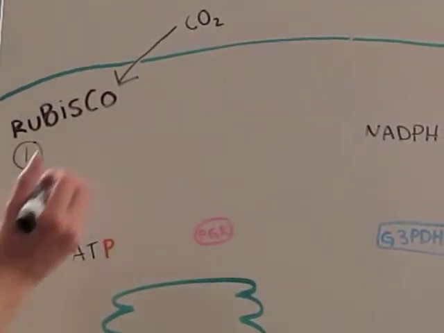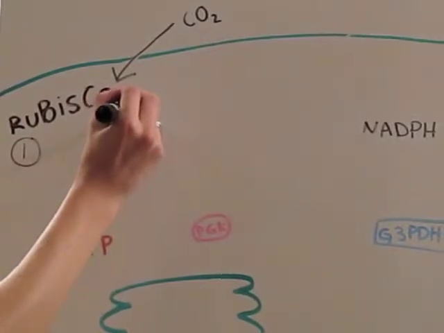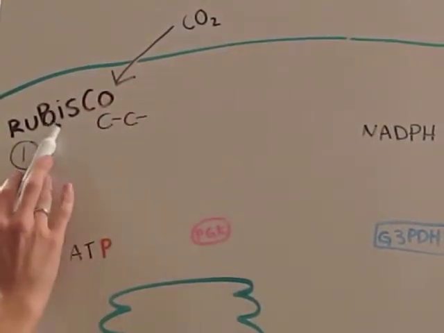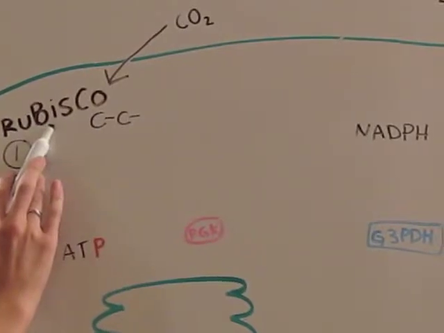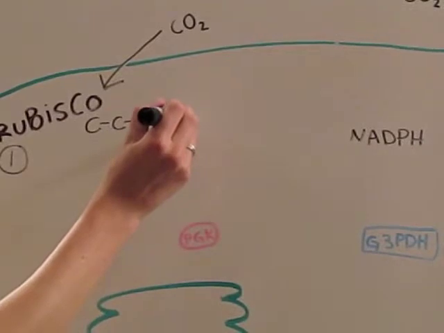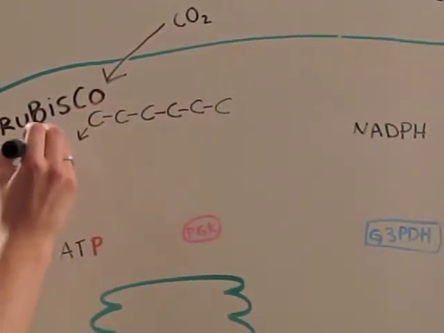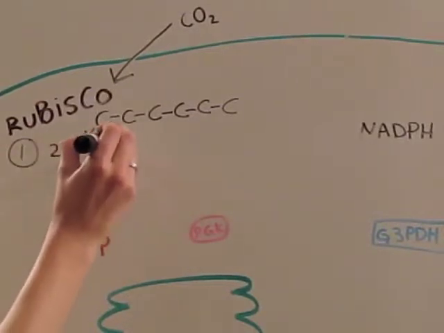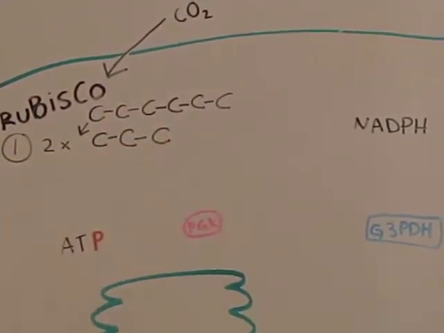Here, we see a select area inside the stroma of the chloroplast. In brown, we have rubisco, short for ribulose biphosphate carboxylase, which binds with CO2 to temporarily form a 6-carbon molecule. Because it is unstable, this 6-carbon molecule quickly splits into 2 3-carbon molecules called 3-phosphoglycerate.